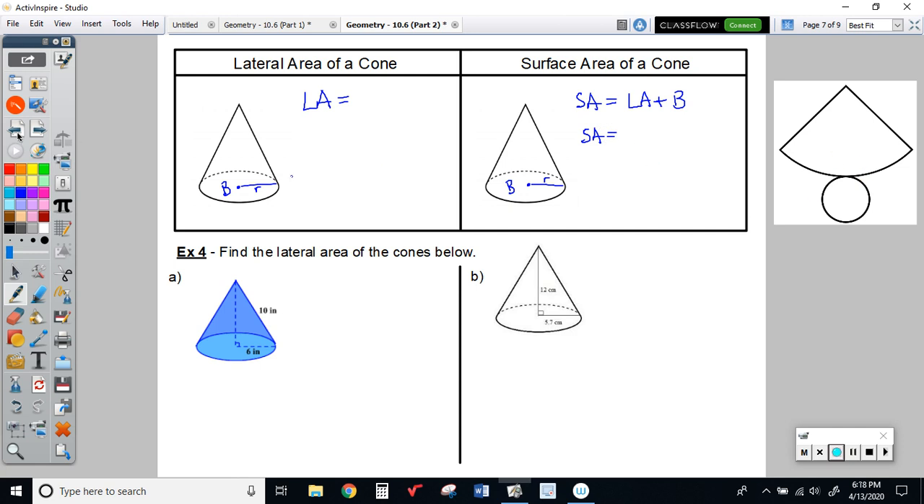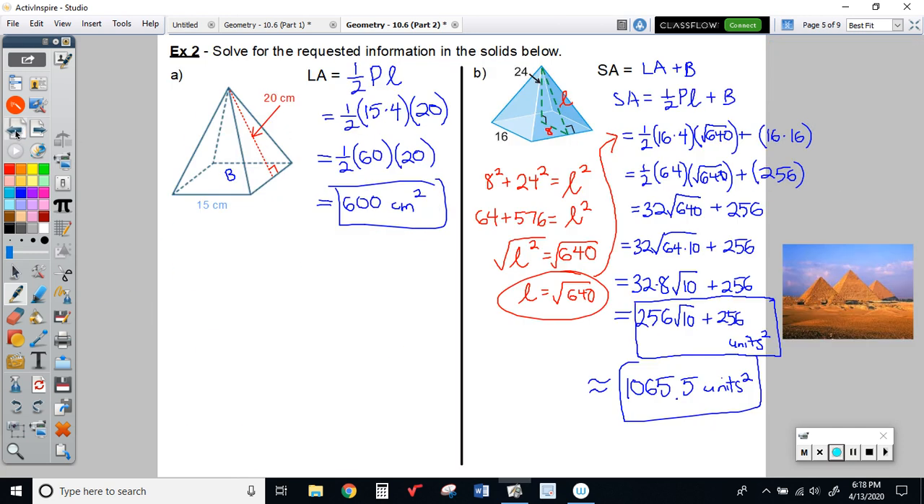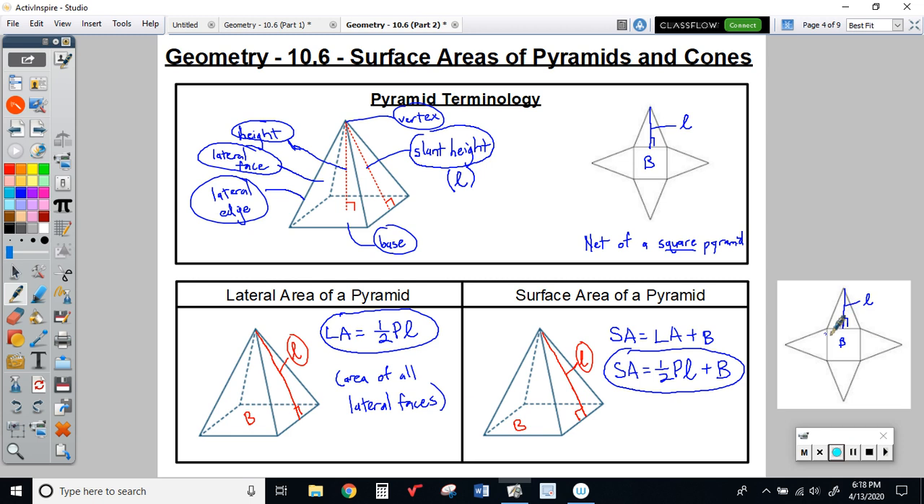So let's go back to the idea back here. We had 1/2 perimeter times slant height. The idea is or should be the same because the base becomes a circle, but it's still meeting at one point.